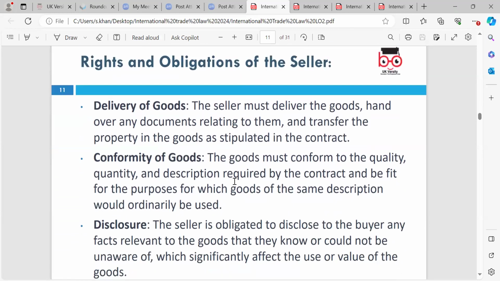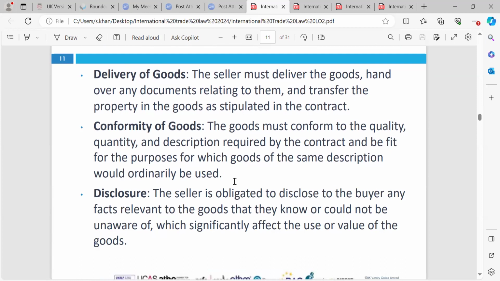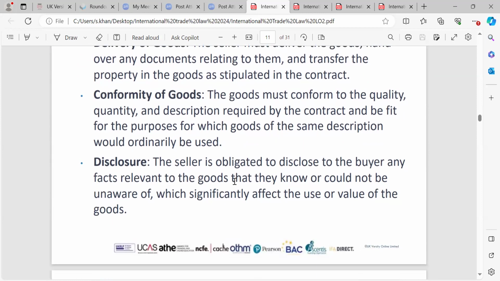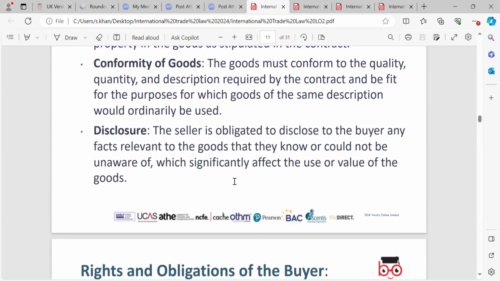Rights and obligations of the seller. So this is the seller. Delivery of the goods: the seller must deliver the goods, hand over any documents relating to them, and transfer the property in the goods as stipulated in the contract. Conformity of the goods: the goods must conform to the quality. Disclosure.